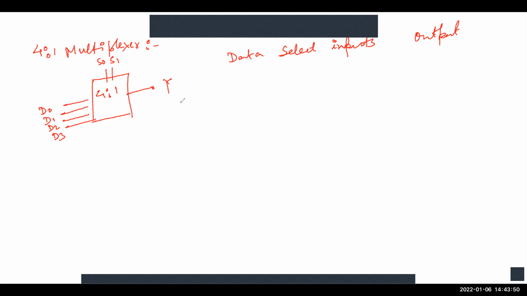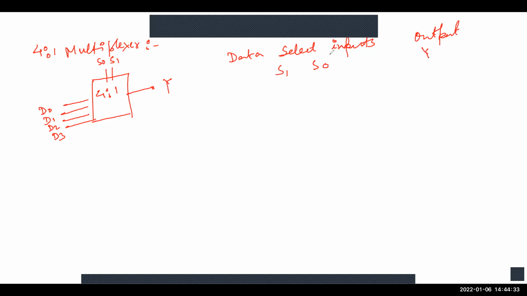Yes, sir. Input here is D0 to D3, and this S0 and S1 is the select line, or you can say the reference line, and based on the reference line we are selecting the input lines. Now always remember, for the case of mux and demux, for the truth table, we will take the select lines, S0 and S1. Suppose here I am writing S1 and S0, and Y is the output.